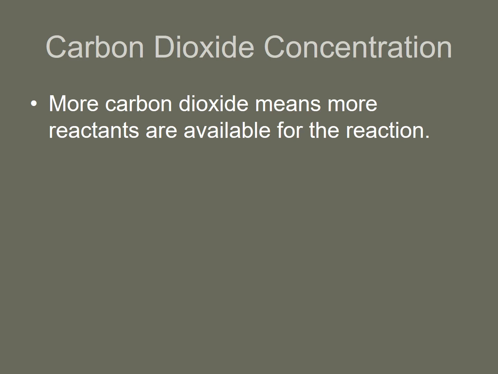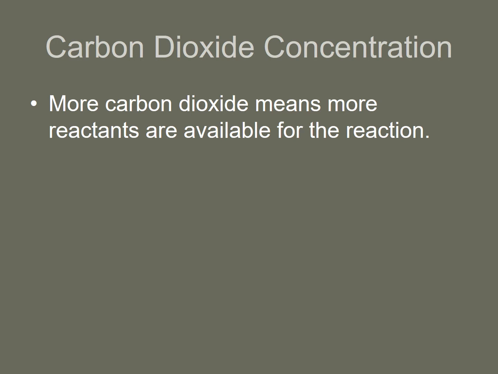So we need to think about chemistry here, and we need to think that for a reaction to happen, we need the reactant particles to collide together. So in the case of photosynthesis, that would be the carbon dioxide and the water, and those molecules need to collide together, and they need to collide together with enough energy to react and form our glucose and oxygen.